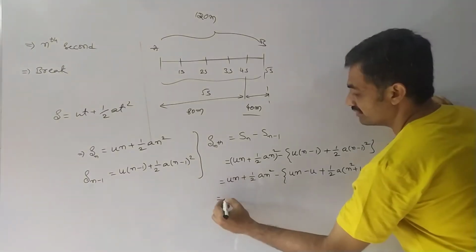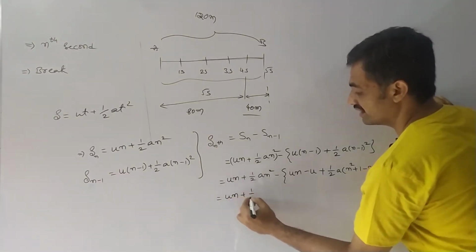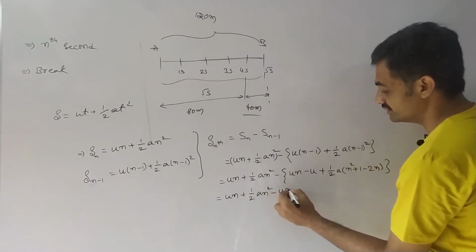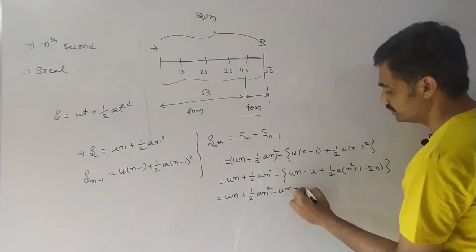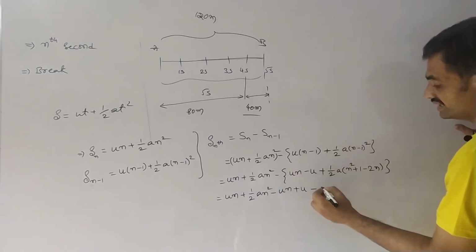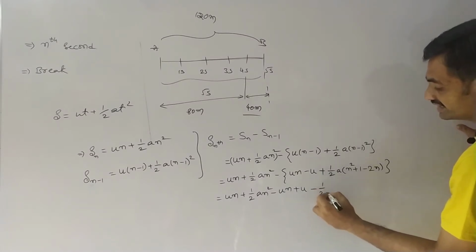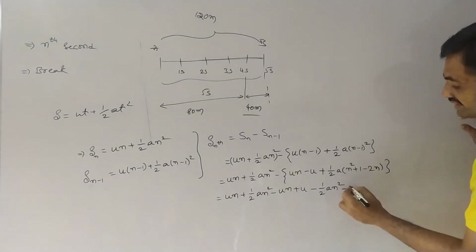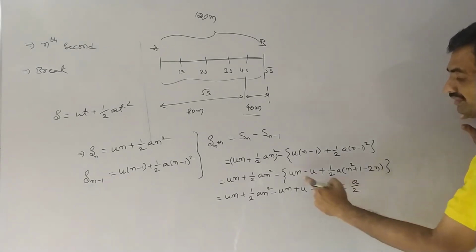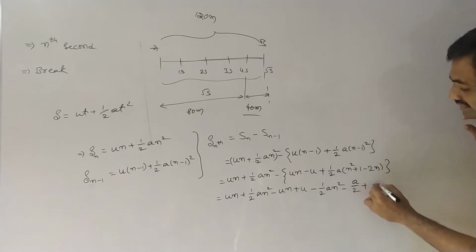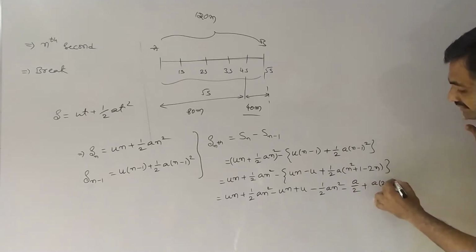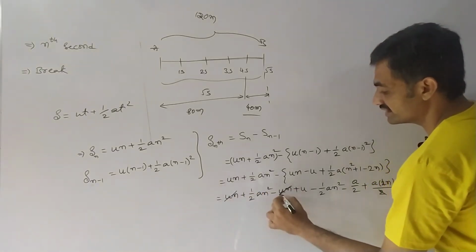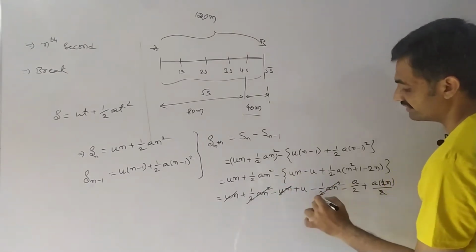Taking the common sign, we have un plus half a n square, minus un, plus u, minus half a n square, minus a by 2, plus a into 2n by 2. Here the 2 gets cancelled. As you observe, un and un get cancelled, and half a n square and half a n square get cancelled.